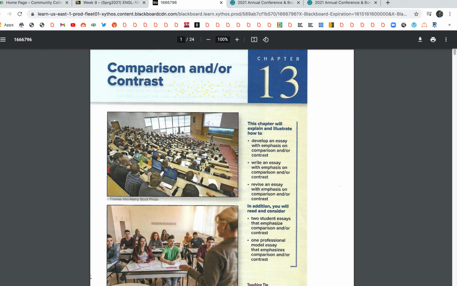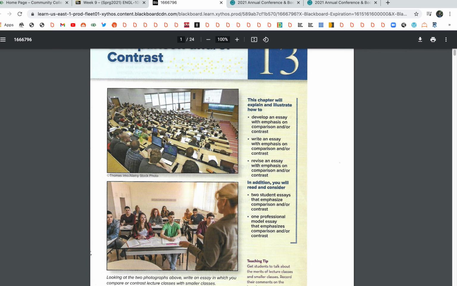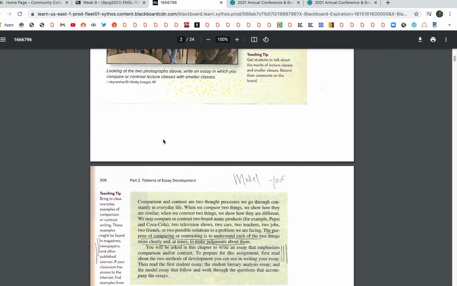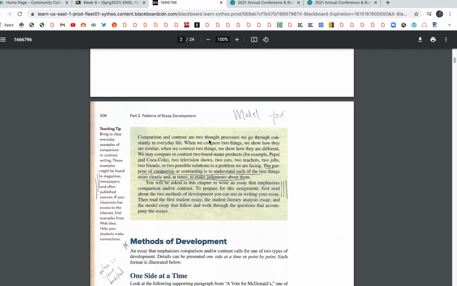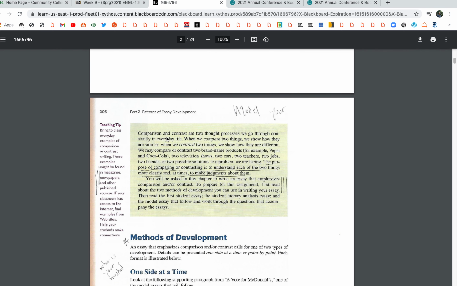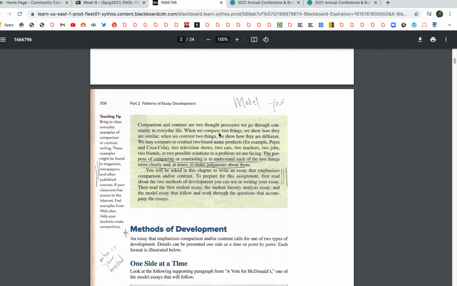So let's get going. Comparison, contrast. And some of this stuff I'm going to read, but I'm not going to read all these pages word for word. I mean, they're up here to look at, so you should consult these. All right, so comparison and contrast are two thought processes we go through constantly in everyday life. When we compare two things, we show how they are similar. When we contrast two things, we show how they are different.